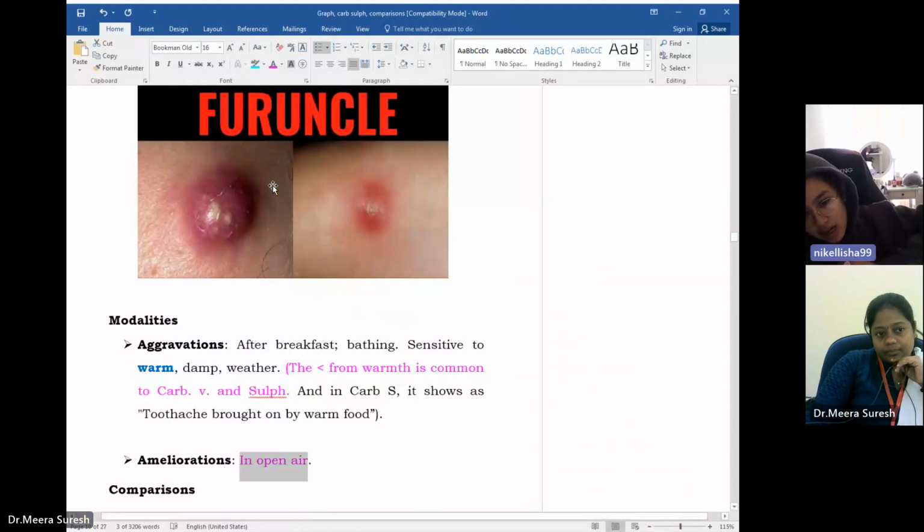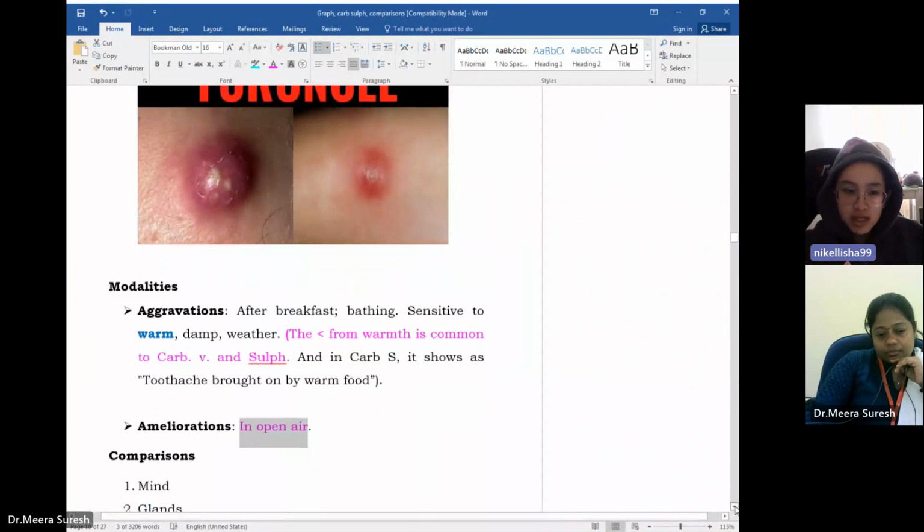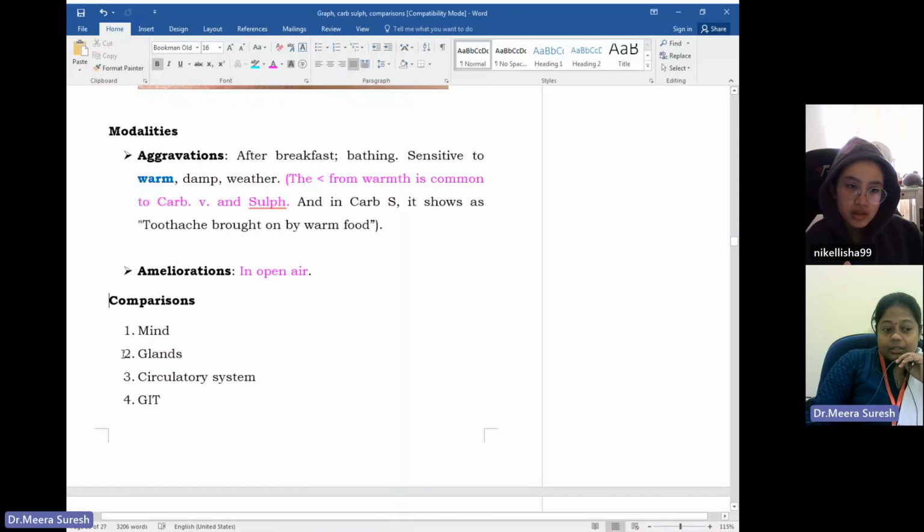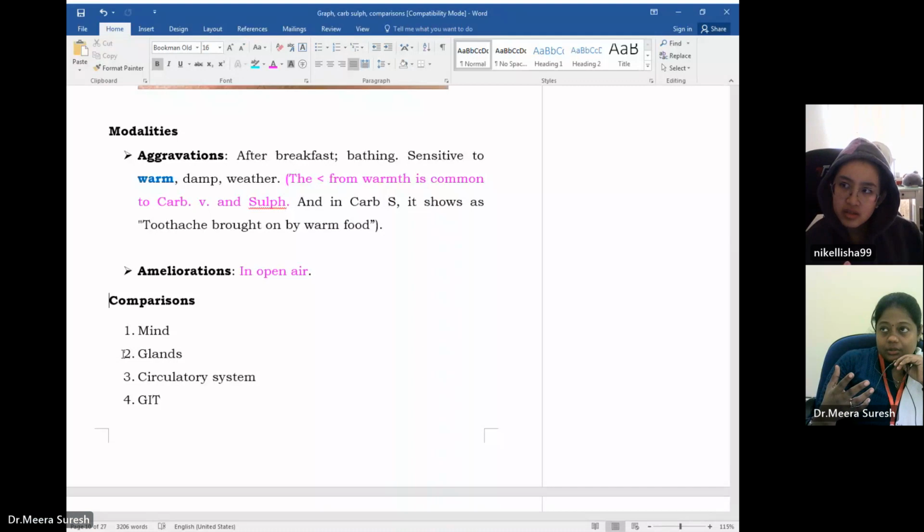Is the desire to be fanned in carbo veg? Can you say the same if the patient wants to be in an air conditioned room? Yes, yes, yes. Okay, because they want that fresh air. There will be this one mostly.